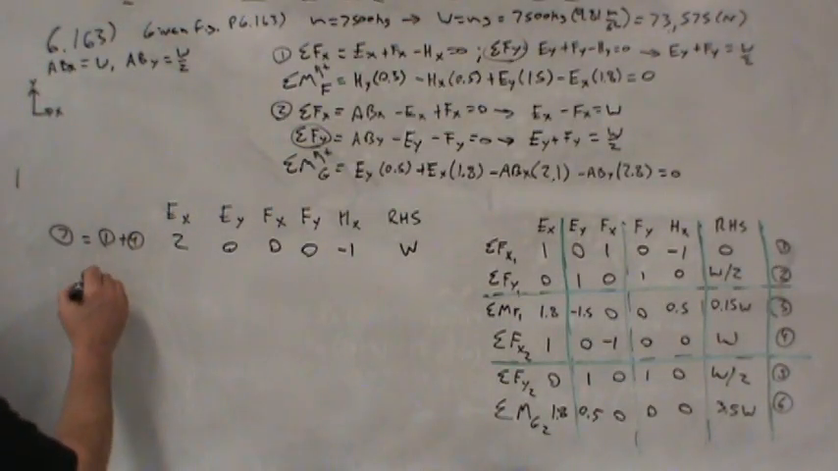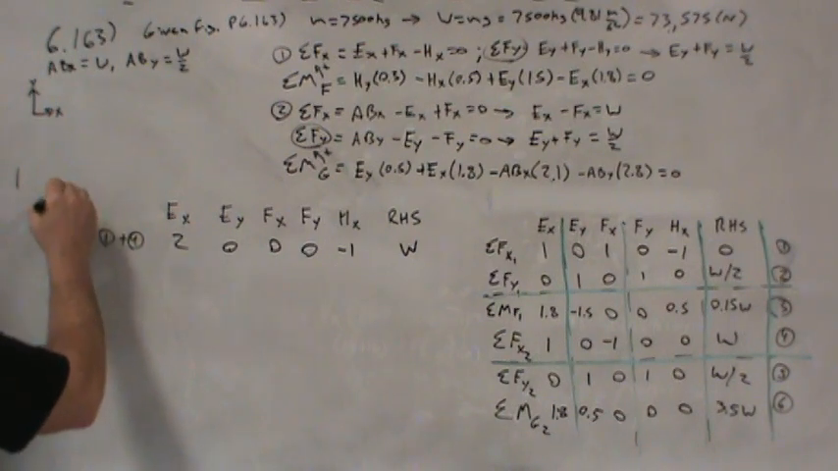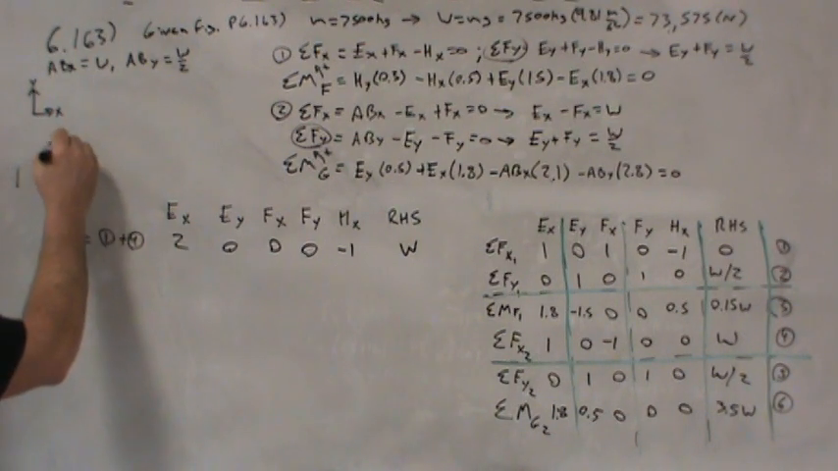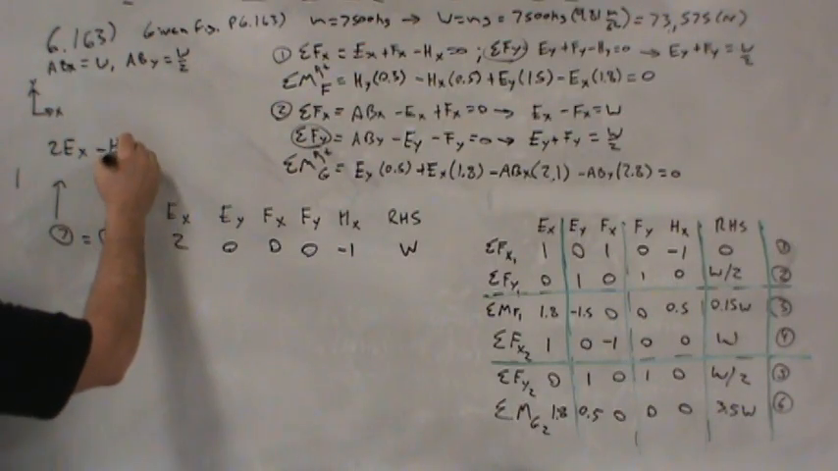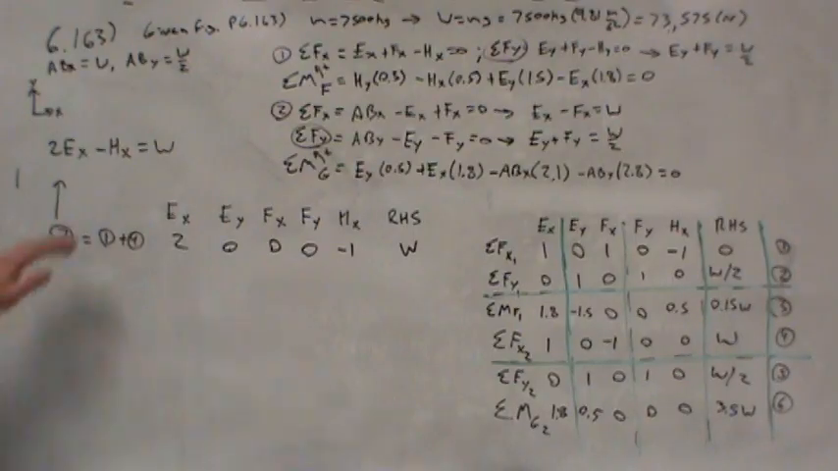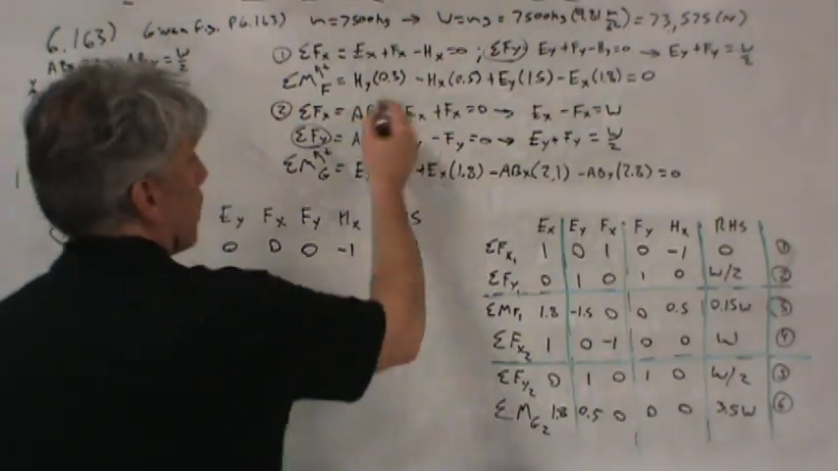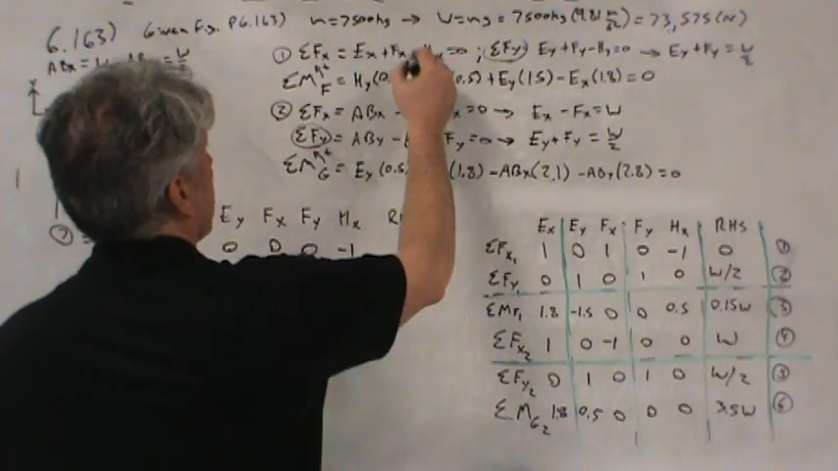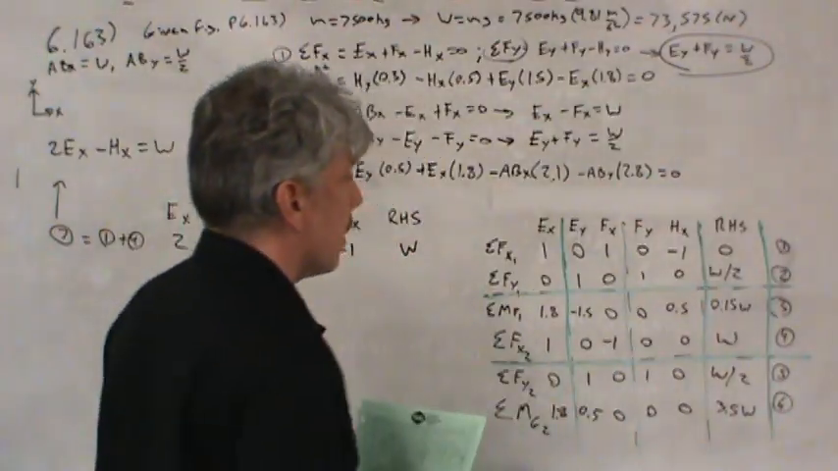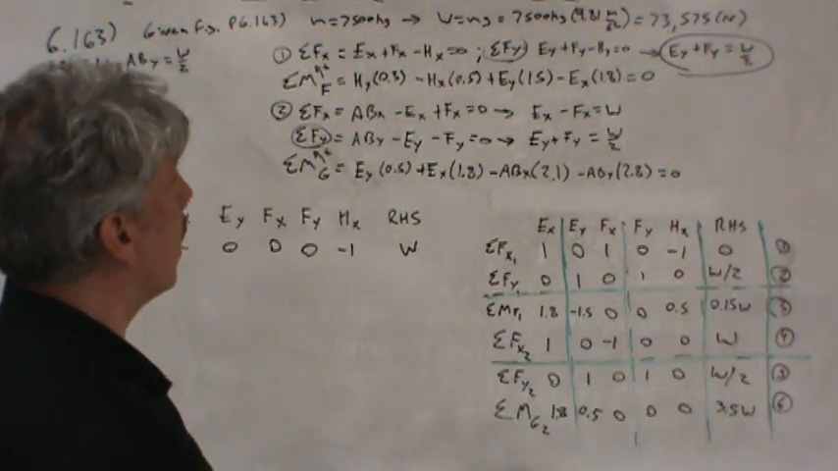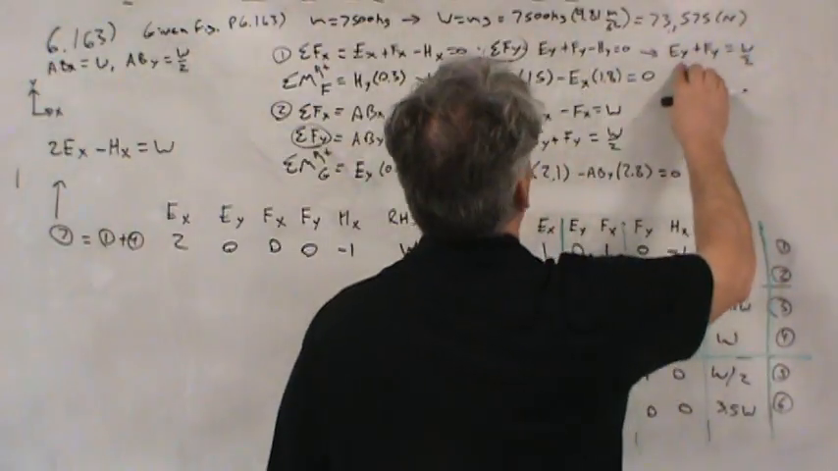This equation would look like this. Let me write it up here. Let me show you what equation 7 looks like. It's 2EX minus HX equals W. And you can get that by simply combining the sum of force equation in the horizontal direction for body 1. Take this equation and, wait a second. That's the Y equation. I've highlighted the wrong one.